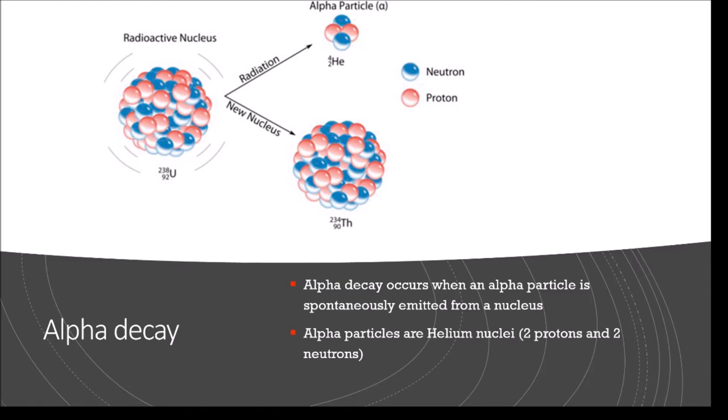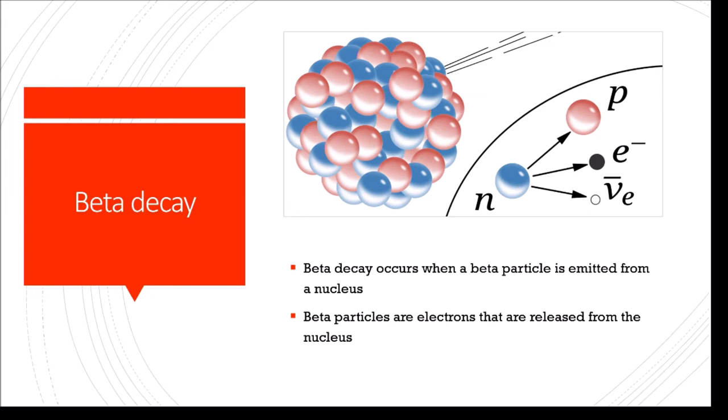Alpha decay occurs when an alpha particle is emitted from the nucleus. An alpha particle is actually a helium nucleus, so that means it has two protons and two neutrons. Beta decay. Beta decay occurs when a beta particle is emitted from the nucleus. A beta particle is an electron. This isn't an electron from the outer shell, this is an electron that's emitted from the nucleus. The process is somewhat complicated. It involves a neutron turning into a proton and at the same time releasing an electron which leaves the nucleus.